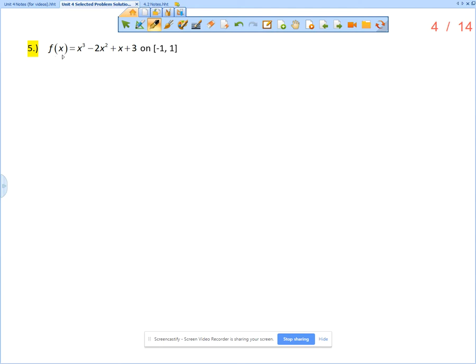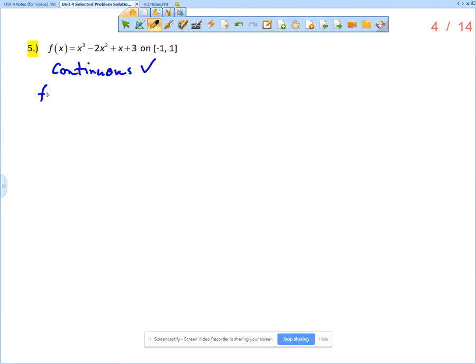First of all, f of x is x cubed minus 2x squared plus x plus 3. Certainly this is going to be continuous on the interval -1 to 1 because there are no holes, jumps, asymptotes, anything like that. So we can say that f is continuous.